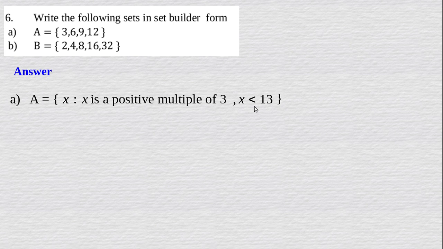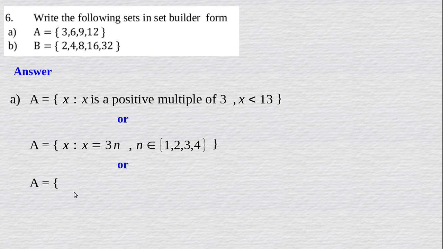Okay, we can write all in different manner. The same answer can be written in another way like this: S equal to set of x such that x is a positive multiple of 3. How can we represent a multiple of 3 like this? x is equal to 3n and n belongs to the set {1, 2, 3, 4}. When n equal to 1, answer is 3. n equal to 2, answer is 6. n equal to 3, answer is 9, and n equal to 4, answer is 12. This is another way to represent this in set builder form.